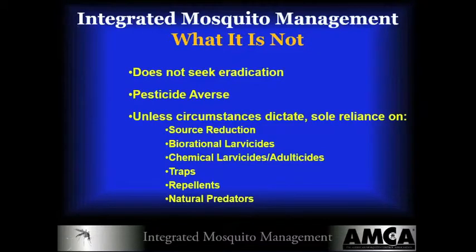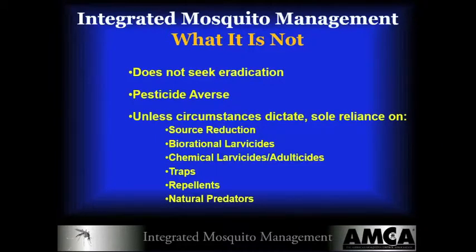And unless circumstances dictate, and circumstances, depending upon where you are, can be extremely different in different areas of the country, you don't solely rely on source reduction, the use of microbial larvicides or chemical larvicides, adulticides, traps, repellents, or natural predators. The term integrated mosquito management means you utilize all of these where appropriate to exploit the vulnerabilities of the critter. So you generally don't use sole reliance. People who want to utilize predators, just put in a million different predators, we're going to take care of the mosquitoes. No, it's not going to work. And that's not true integrated mosquito management.